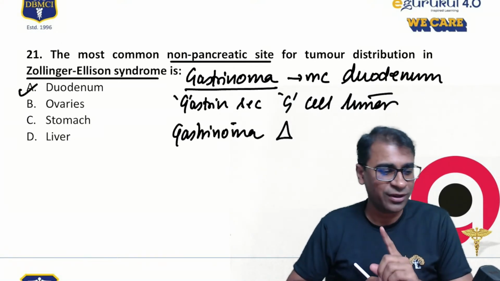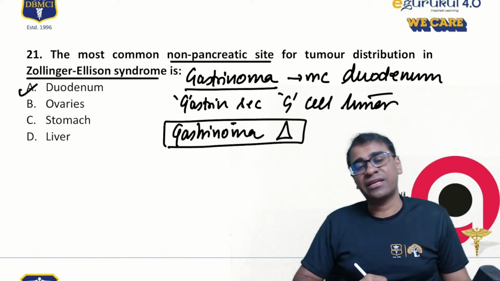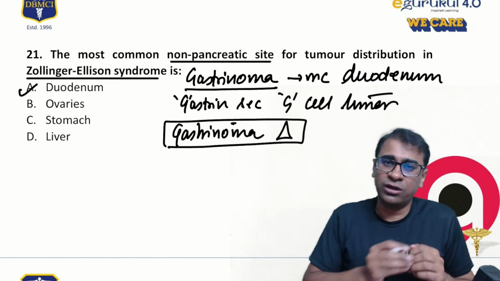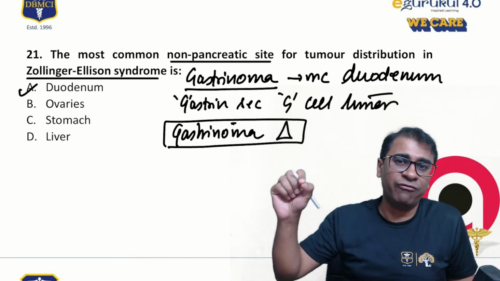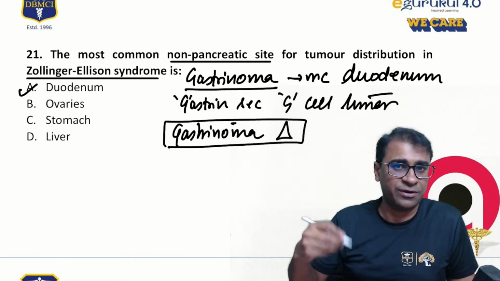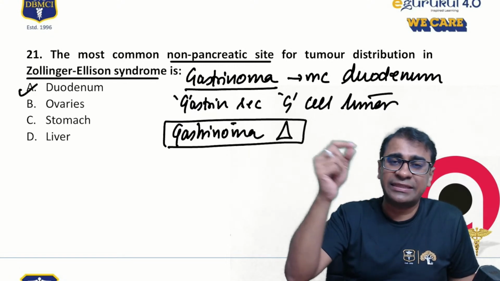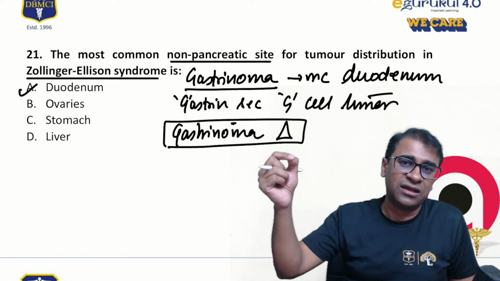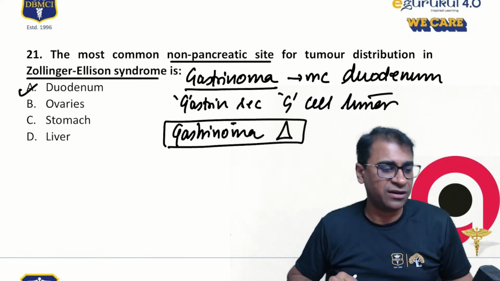Keep this in mind. And yes, remember the gastrinoma triangle. Do understand the gastrinoma triangle. It is the second part of the duodenum, the cystic duct, and the pancreatic body. That becomes the gastrinoma triangle. I again repeat, the cystic duct, then the second part of the duodenum, and the pancreatic head and body region, the midpoint of that is what makes the gastrinoma triangle.